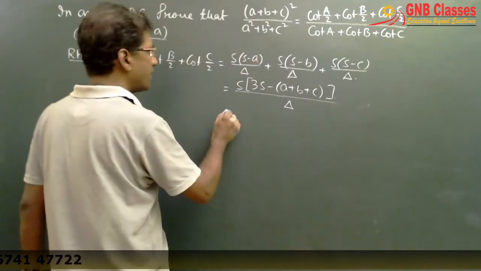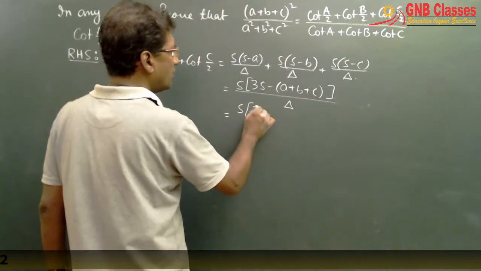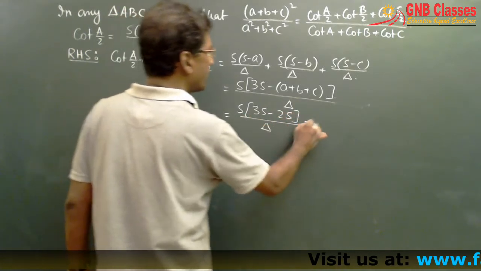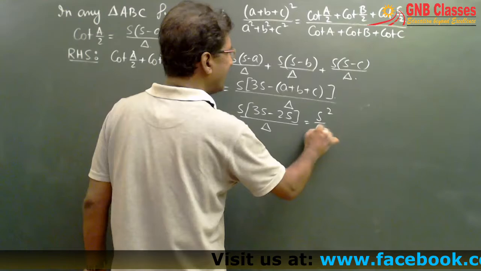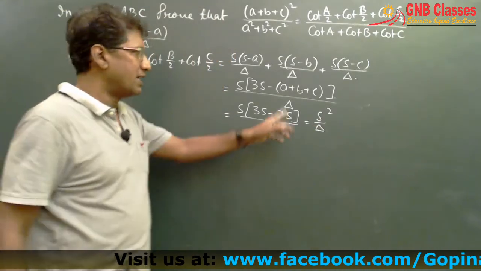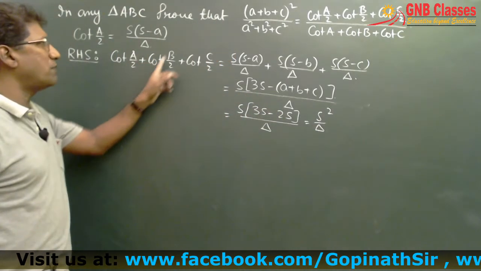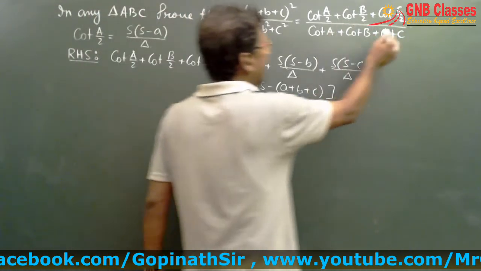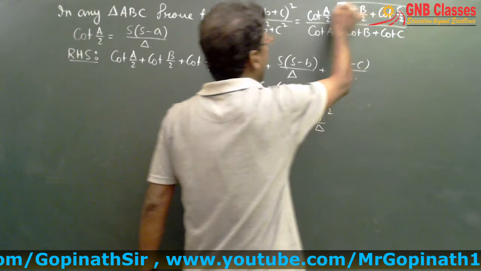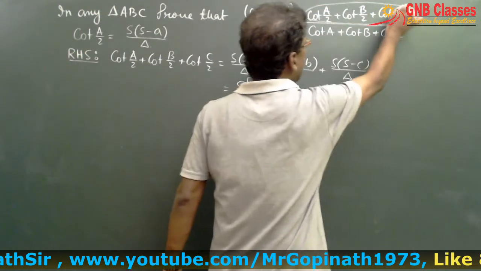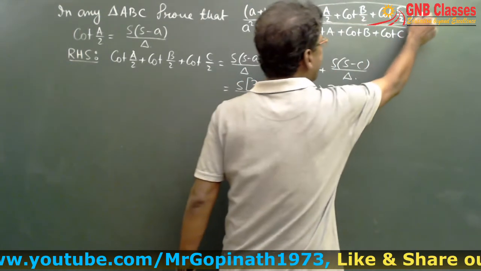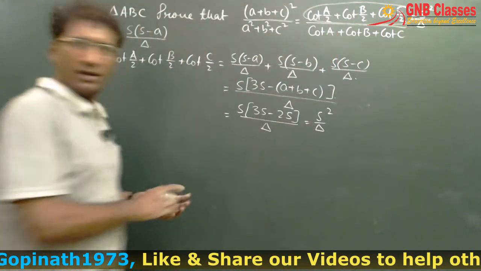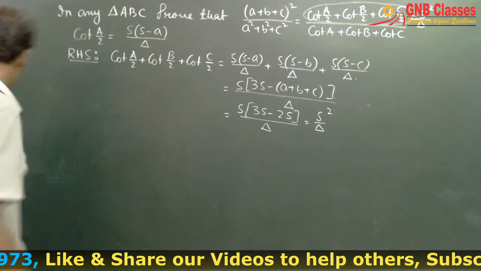Right? So we are having what? S into 3s minus 2s divided by del. So we are having s square by del. So just keep this thing in your hand. Cot A by 2 plus cot B by 2 plus cot C by 2 is nothing but s square by del. Let me just write it here. This part, because I am going to rub this portion, it is nothing but your s square by del. That's exactly what we got. Okay? Is it clear?